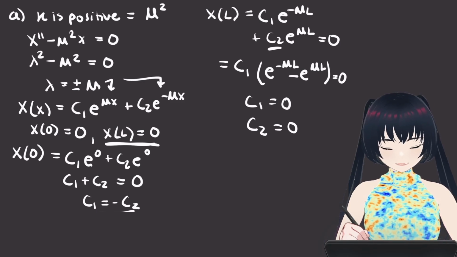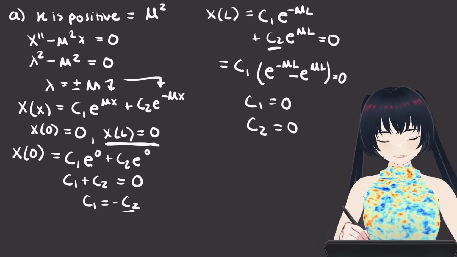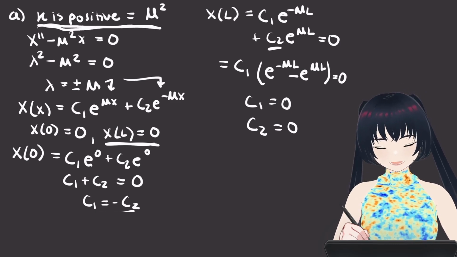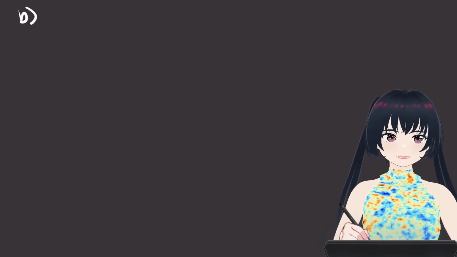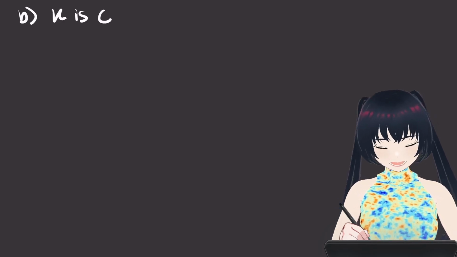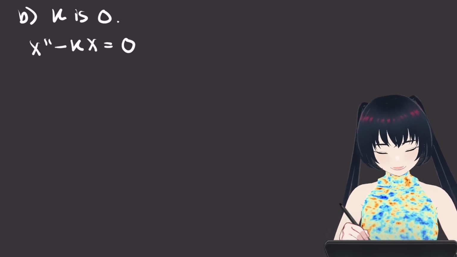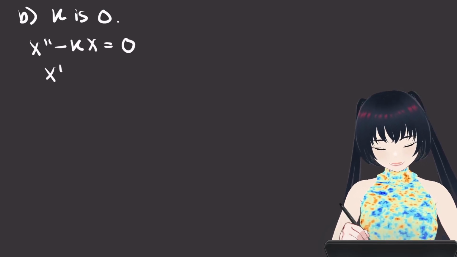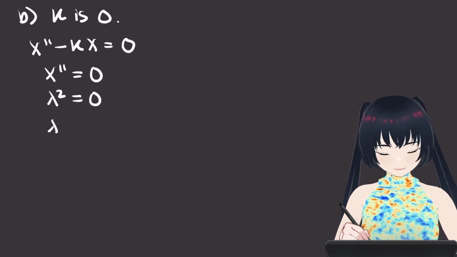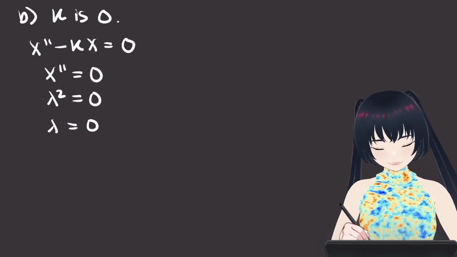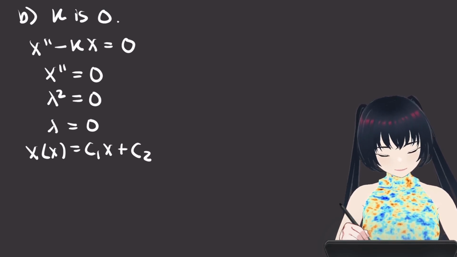What? Does that mean that our position function is just 0? Well, that means we did something wrong. And that is that our assumption was incorrect. K cannot be positive. So let's try our next case, that k is 0. To do that, let's start with our separated function again and plug in k is equal to 0. Then we get x double prime is equal to 0. So if we solve for the characteristic polynomial, lambda is equal to 0. We then get that X of x is of the form c1 x plus c2.